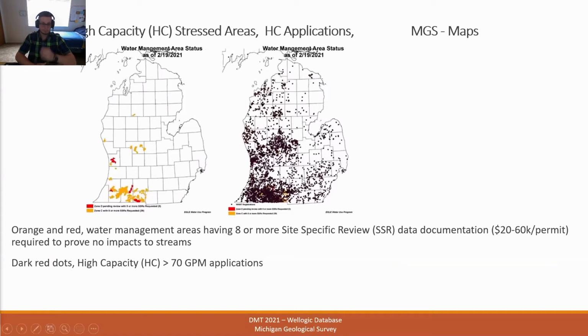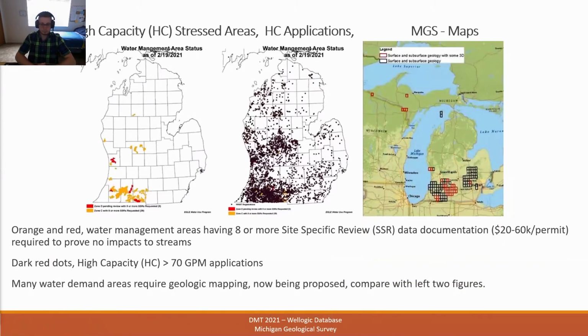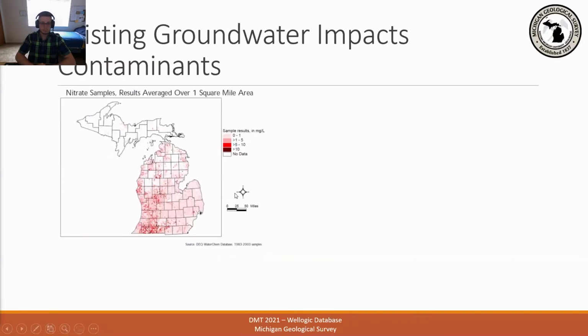So the dark red dots show where we've got the high capacity applications that have been involved. And I'm just giving you the map again to show you the area where we've done the actual mapping, where we have surface to bedrock type geologic information. One thing to point out is agriculture represents about 25% of Michigan's economy. Many or most of these high capacity wells are related to agricultural use in Michigan.